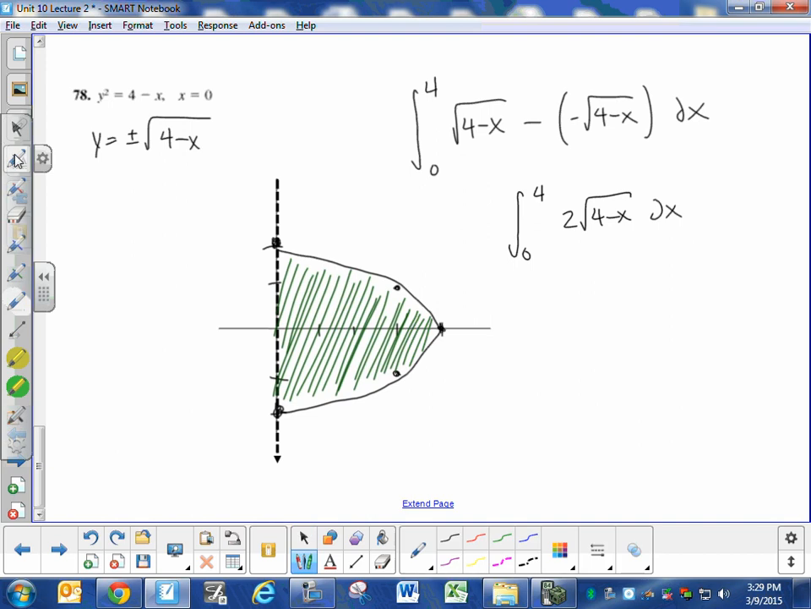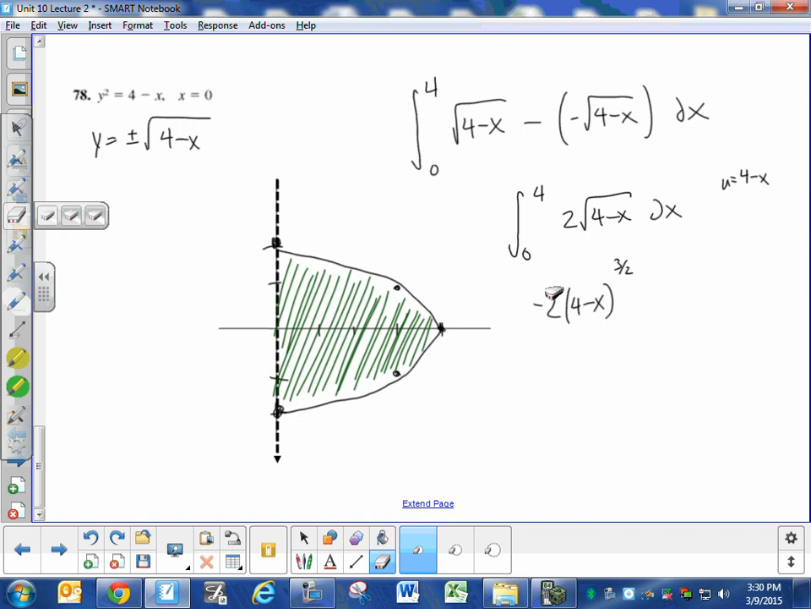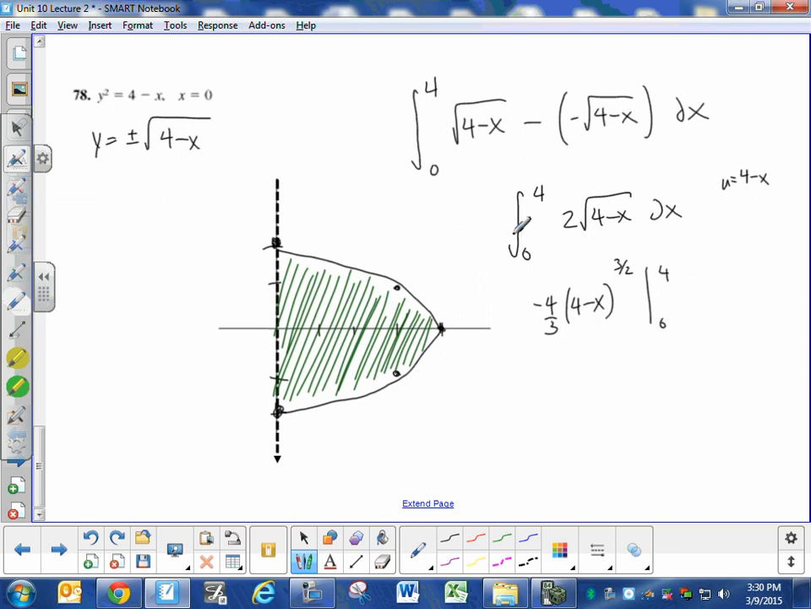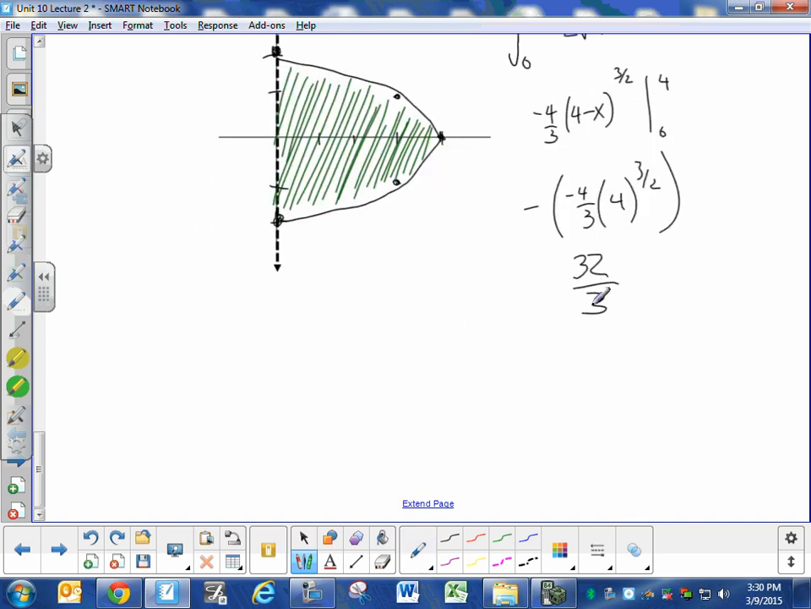Okay, so let's find this area. Well, I would have to use u substitution. I'd need a negative in my antiderivative. So I'd have negative 2, 4 minus x to the 3 halves. I need to multiply this by 2 thirds. So this would be negative 4 over 3. And I would find that change between 0 and 4. So I plug in 4, I get 0. I plug in 0, so I'm going to be subtracting the negative 4 thirds times 4 to the 3 halves. Square root of 4 is 2. 2 cubed is 8. 8 times negative 4 is negative 32. Negative 32 thirds, or positive 32 thirds. That can be checked with a calculator.